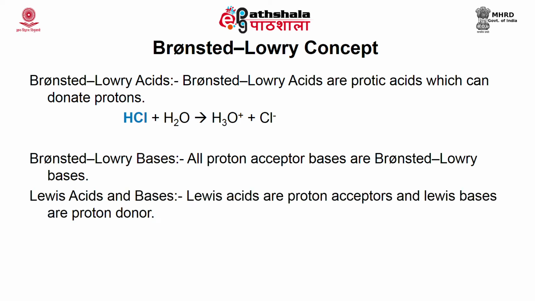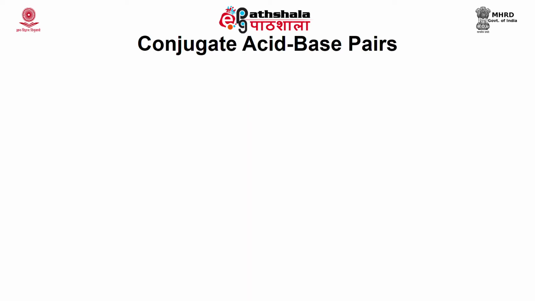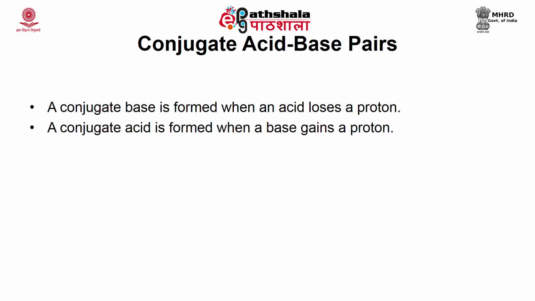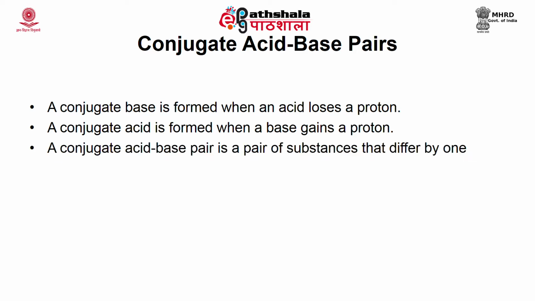The Lewis concept is the wider concept. According to the Lewis concept, all electron donors are bases, and all electron acceptors are acids. Conjugate acid-base pairs: a conjugate base is formed when an acid loses a proton, and a conjugate acid is formed when a base gains a proton. A conjugate acid-base pair is a pair of substances that differ by one proton only.